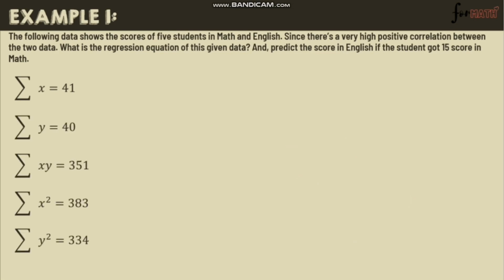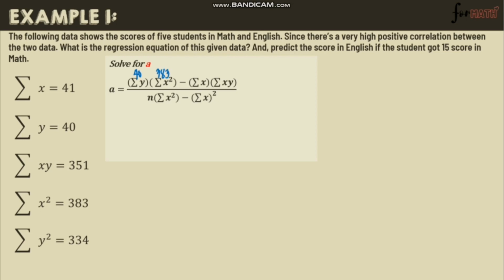So, next natin hanapin yung value ng A. Okay, solve natin muna yung A. So, ito yung formula po natin for the A. So, meron tayong summation ng y ay 40. Summation ng x squared ay 383. Summation ng x ay 41. Summation ng xy ay 351. And then, ang n po natin dito ay 5 kasi 5 students po ito. Ayan, 5 students. So, we have n equals to 5.